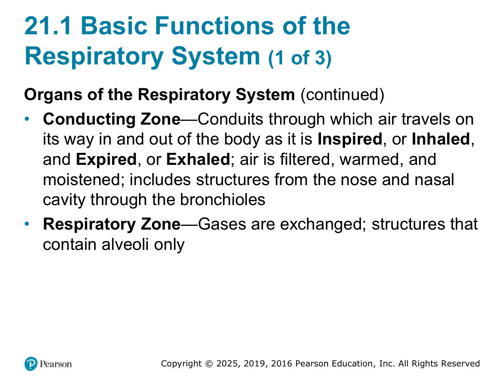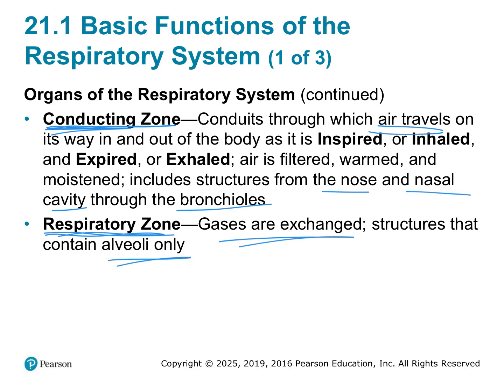Besides upper and lower, we can also divide the respiratory system by function. We can have a conducting and a respiratory zone. The conducting zone is about air transport, so air going in and out. If it's part of the respiratory tract that's just involved in air going in and out, inspired and expired air, then that's conducting zone. That is going to go from the nose and nasal cavity through the bronchioles. And then the respiratory zone is about gas exchange. We're typically looking at the alveoli as the respiratory zone, although some respiratory bronchioles can undergo gas exchange also.